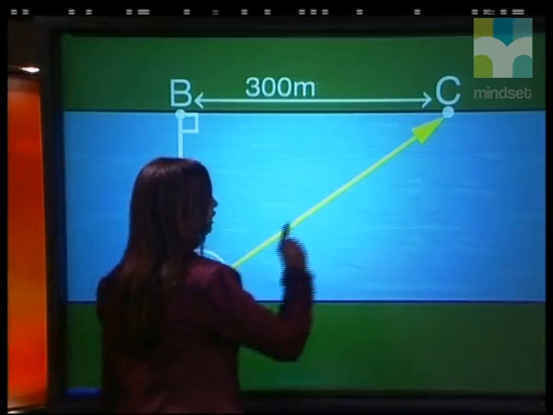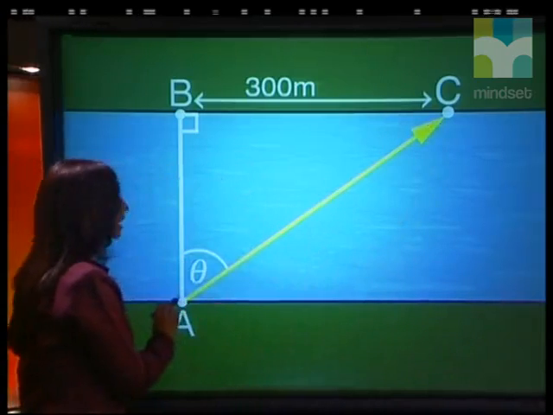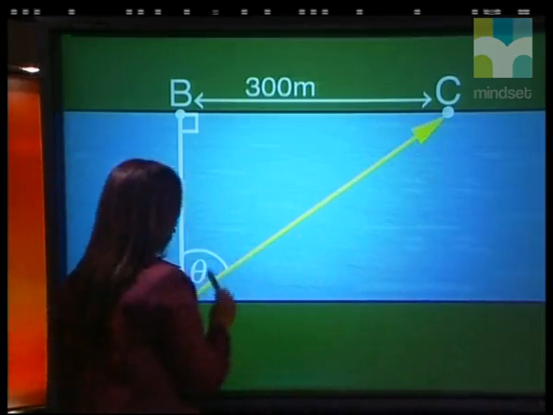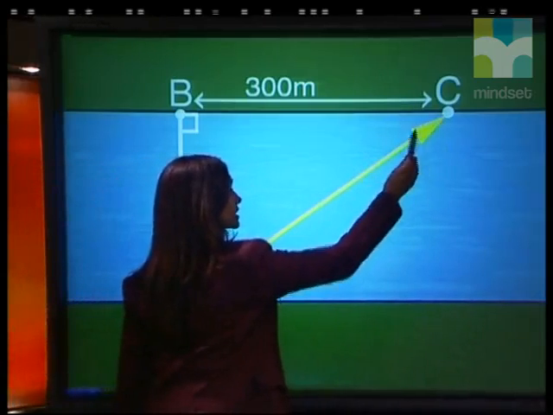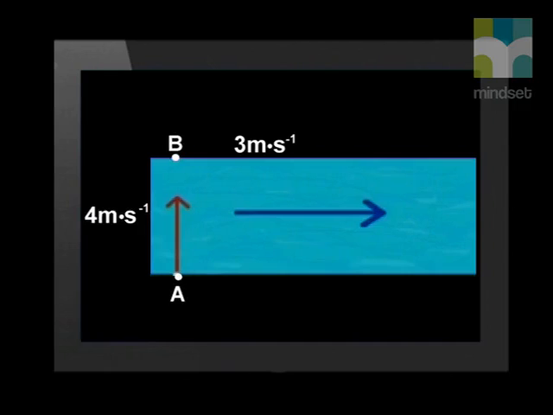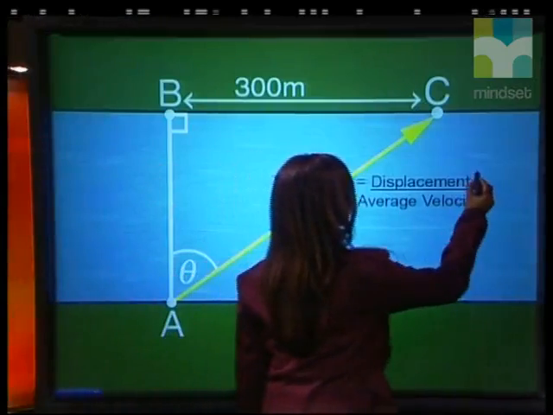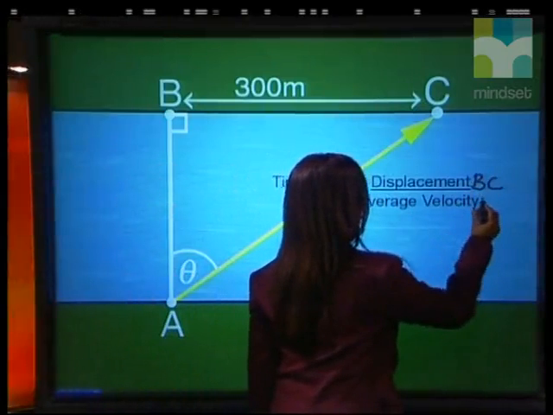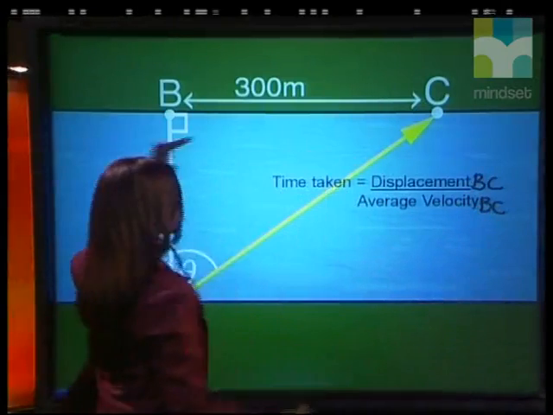Let's look at our problem again. We need to find the time taken for the boat to cross the river from point A to point C. But we do not know this displacement or this velocity yet, so we can't do this directly. Now, is there a pair of velocity and displacement vectors that act in the same direction that we do know? That's right, we know the displacement from B to C. So displacement BC and average velocity BC in this direction here.